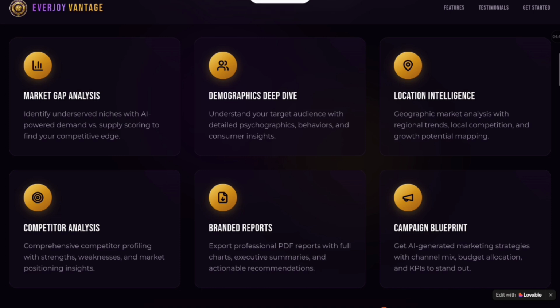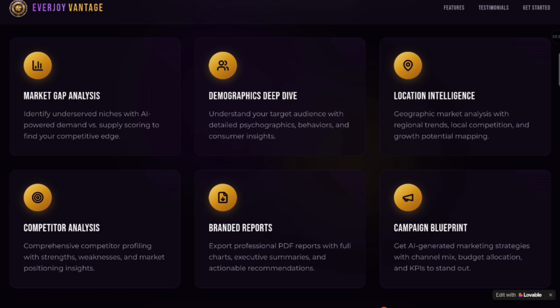And with competitor analysis, you have comprehensive competitor profiling with strengths and weaknesses and market positioning, and that's your SWOT analysis as well. And then also you can export it as a branded report. Say you are consulting with a client and you need to make sure that you're giving the client sound advice and not guessing. This report can help you really nail it and give you the full data, executive summaries and actionable recommendations once you've discovered what that gap is and how you're going to help your customer stand out in the market.